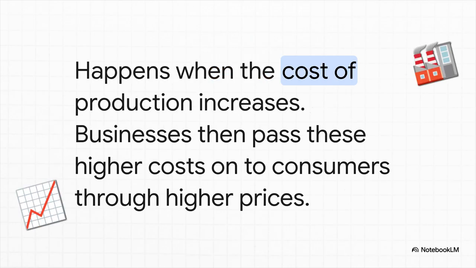All right, the second driver is called cost push inflation. This one comes from the supply side of the equation. It happens when the basic costs of making things go up. Things like raw materials, energy, or even labor. And when it costs businesses more to produce their goods, they often pass those extra costs on to us, the consumers, by raising prices to protect their own profits.